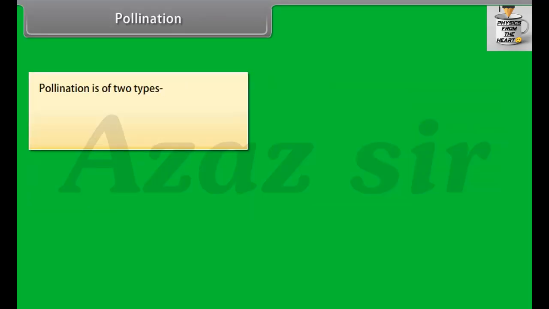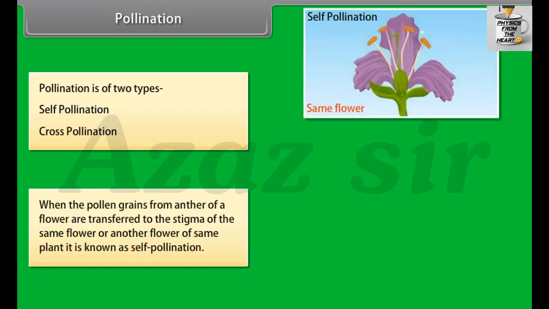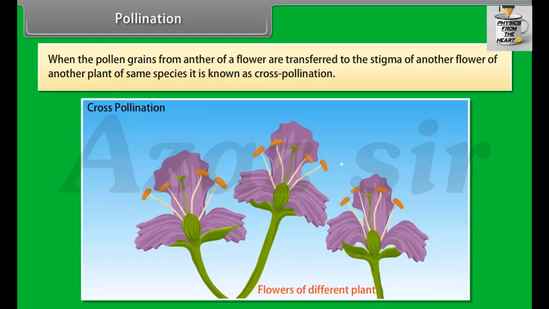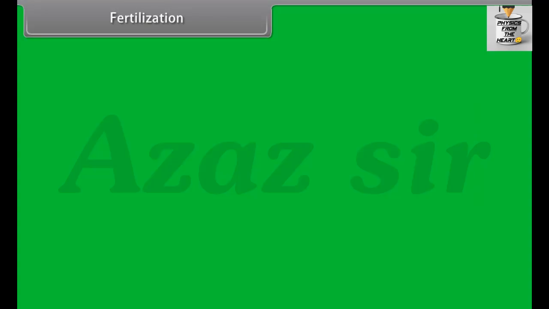Pollination is of 2 types: self-pollination and cross-pollination. When the pollen grains from the anther of a flower are transferred to the stigma of the same flower or another flower of the same plant, it is known as self-pollination. When the pollen grains from the anther of a flower are transferred to the stigma of another flower of another plant of the same species, it is known as cross-pollination.